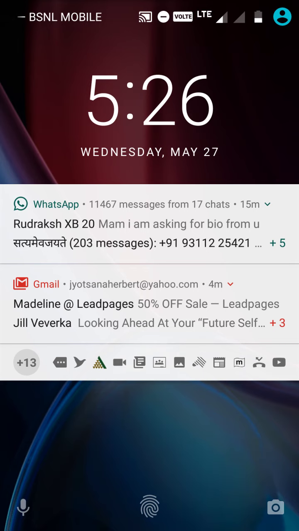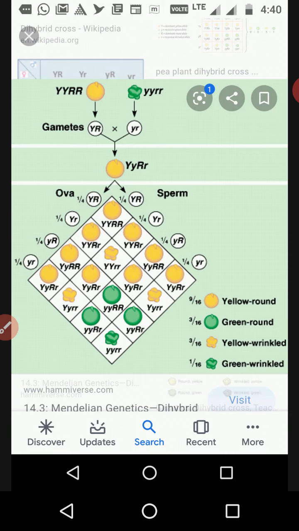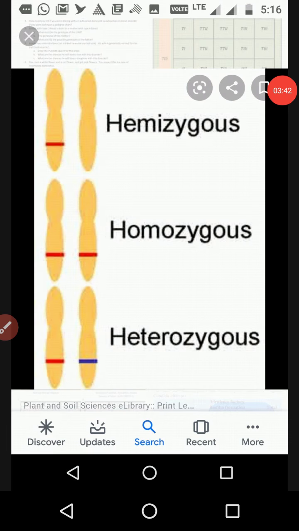Clear? So again I am here to show the next diagram to clear your view about homozygous and heterozygous. Here you all have to see the difference between homozygous and heterozygous. What is the difference between homozygous and heterozygous? So there will be three types of variation according to the genotype.